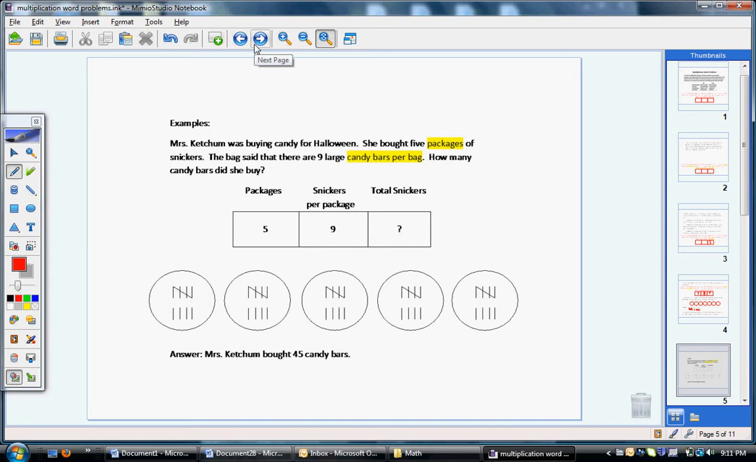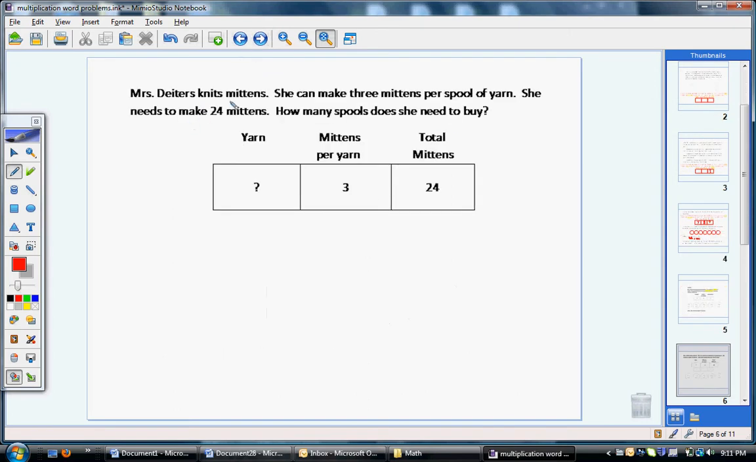Let's try another one together. Mrs. Dieters knits mittens. She can make 3 mittens per spool of yarn. She needs to make 24 mittens. How many spools does she need to buy? Well, the first thing I need to do is draw my diagram.